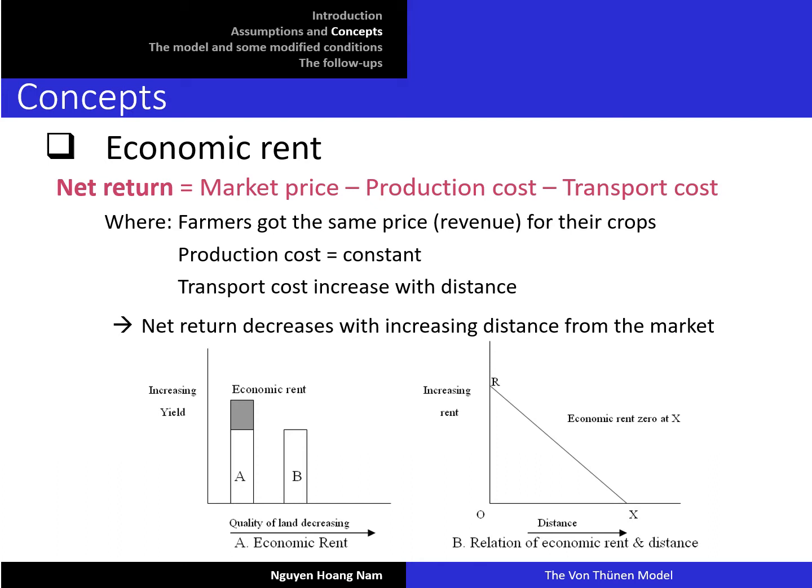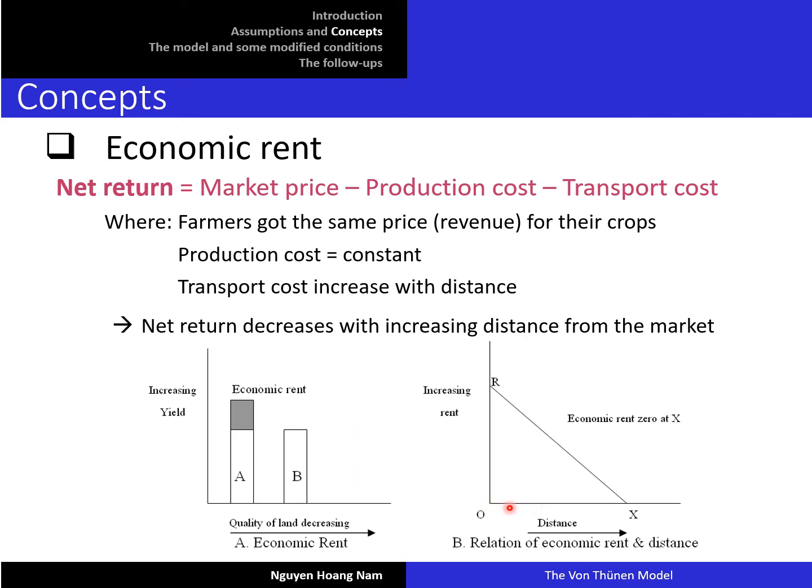The relationship between net return and transport costs is described in the figure on the right. As you can see, the line sloping downward from left to right explains the relationship between net return and transport cost. Let me show you with the pointer here. As distance increases, rent will reduce.